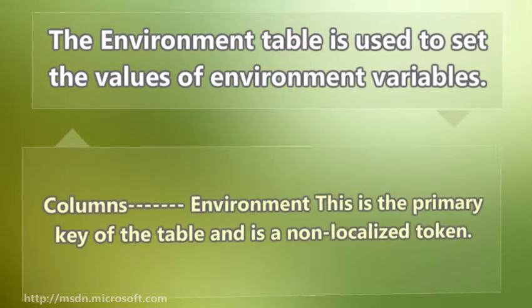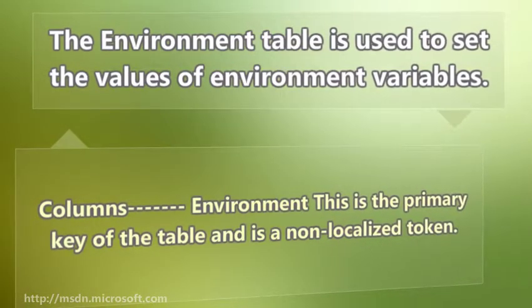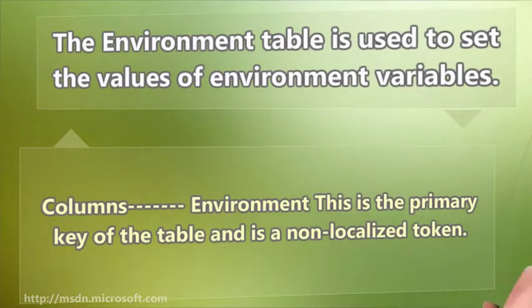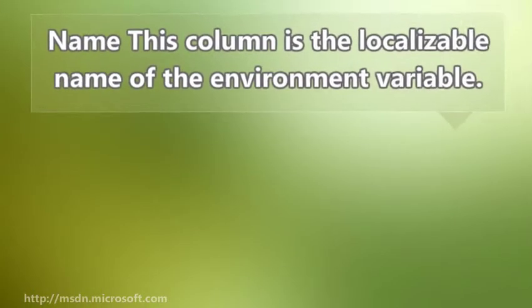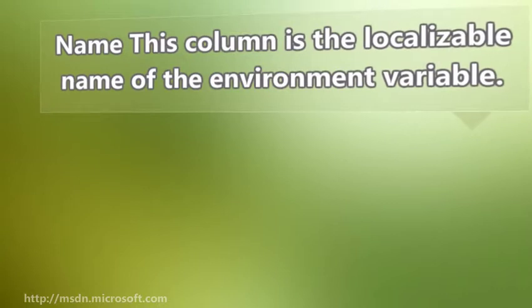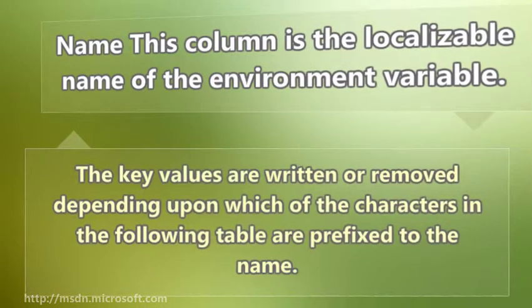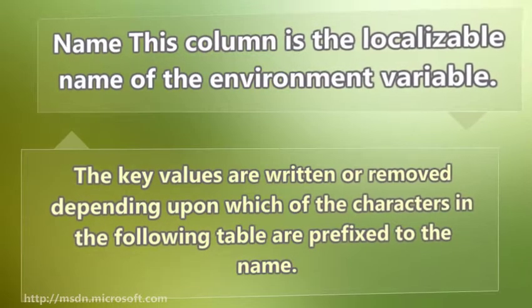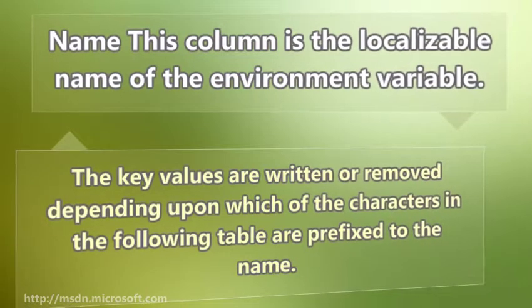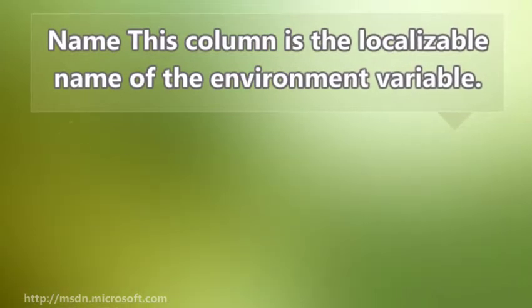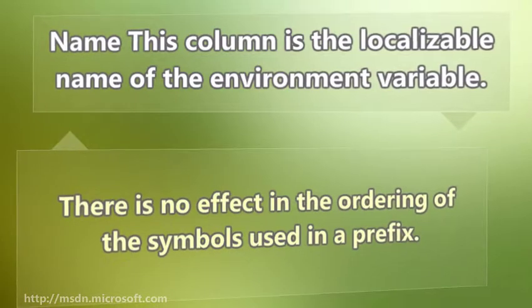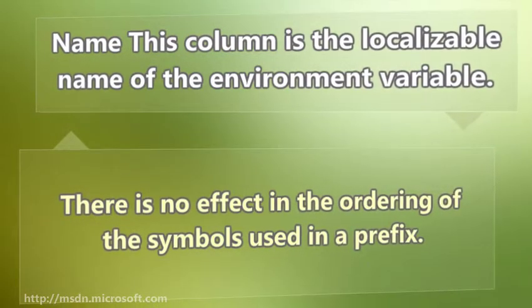Columns. Environment. This is the primary key of the table and is a non-localized token. Name. This column is the localizable name of the environment variable. The key values are written or removed depending upon which of the characters in the following table are prefixed to the name. There is no effect in the ordering of the symbols used in the prefix.